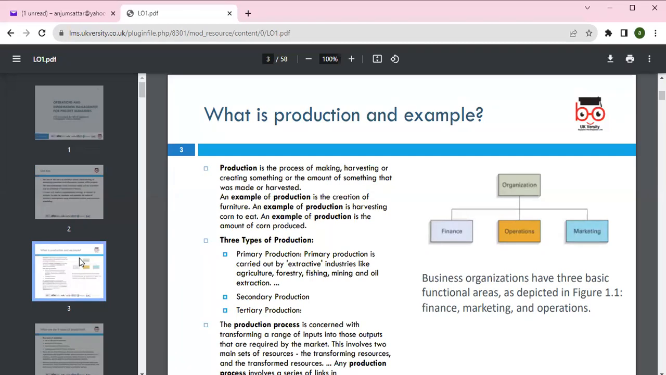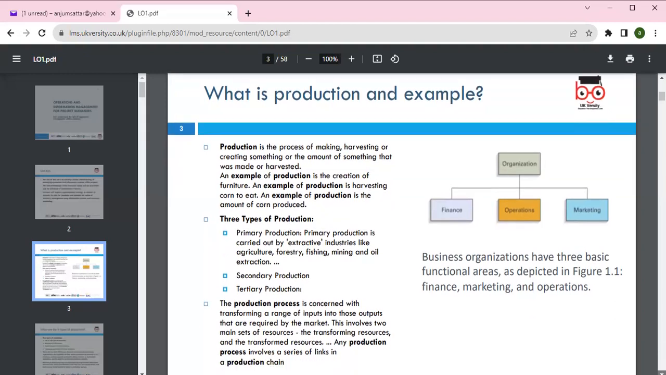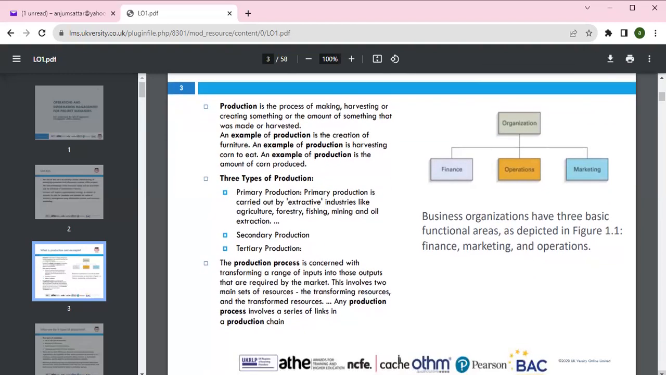There are three types of production. Primary production is carried out by extractive industries, like agriculture, also known as the primary sector, where we get the raw material. Then the secondary sector, known as the manufacturing sector, and the tertiary sector, known as the service sector.